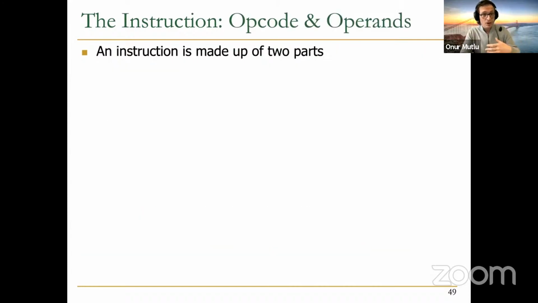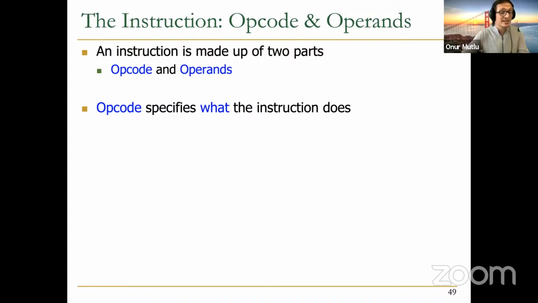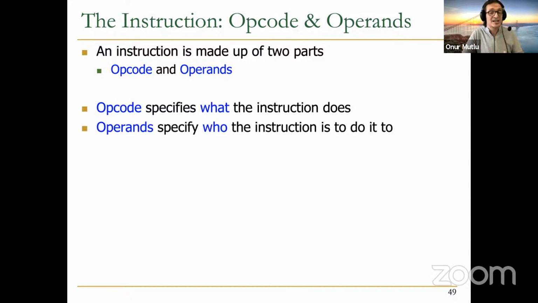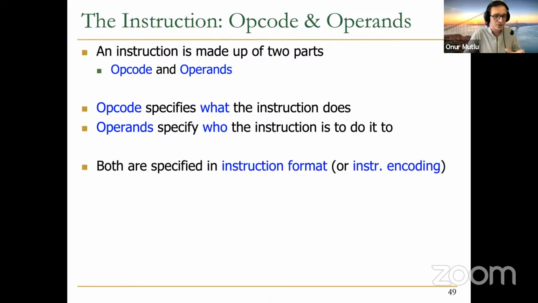Okay, so an instruction is made up of 2 parts, as I said: opcode and operands. The opcode specifies what the instruction does. It's essentially the code of what the instruction is supposed to do. And operands specify who the instruction is to do that thing to. Basically, what are the operands? Which registers do I add, for example, if my opcode is add? Which registers do I multiply? Or which memory locations do I get, if my opcode requires a memory location? Operands are essentially the values that you work on, in simpler words. And both of these are specified in the instruction format.